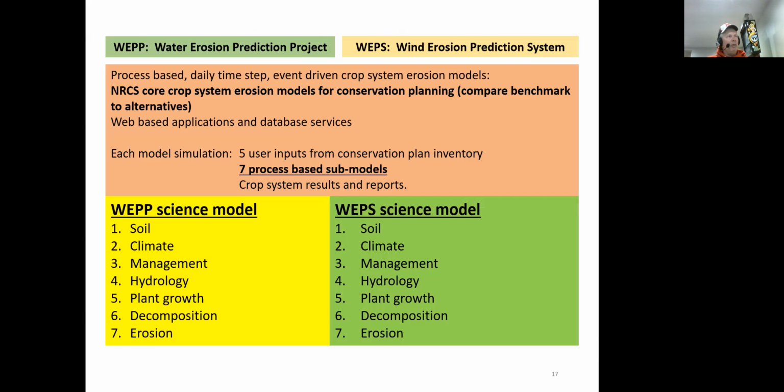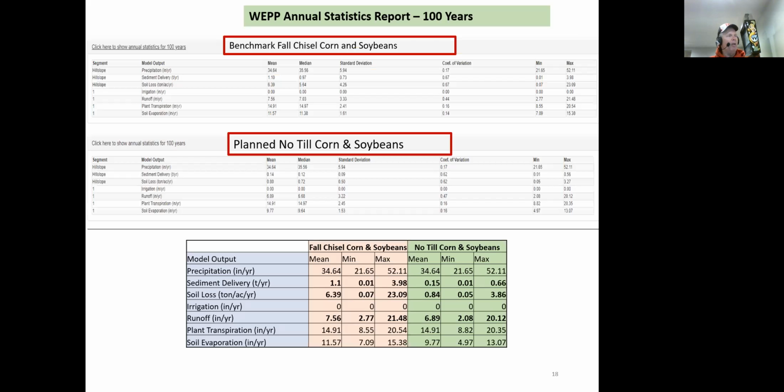Tying this to erosion, WEPP, which is the Water Erosion Prediction Project, and WEPS, the Wind Erosion Prediction System. They both have common user inputs and 7 sub-process models, with crop system results and reports that come from those. And you see the processes include soil climate management, hydrology, subsurface and surface hydrology, plant growth, decomposition, and then of course erosion in both models, one for wind, the other for water.